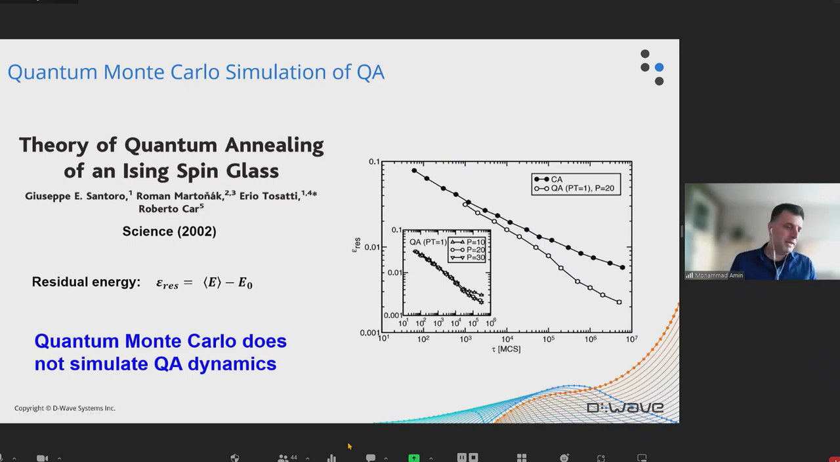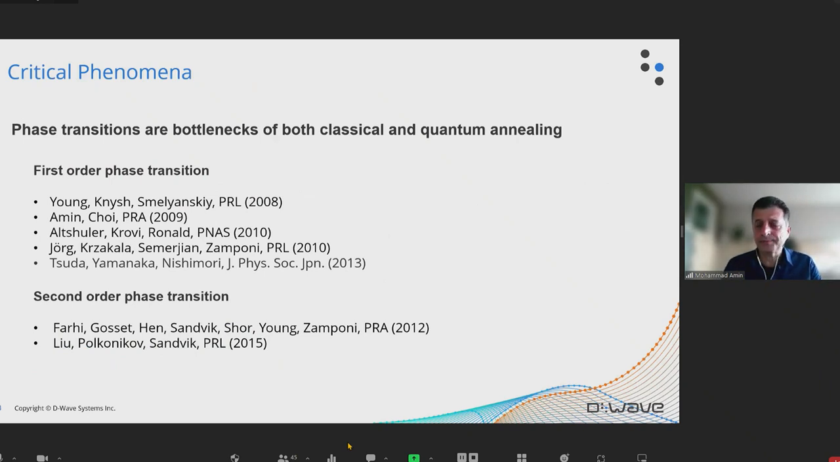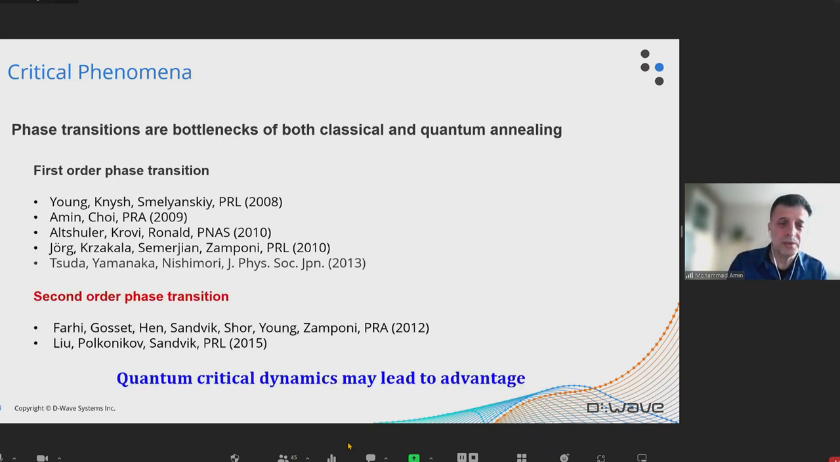And I want to come back to this at the end of the talk, but for now, ever since 2000, there have been several papers looking at this problem from different angles: adiabatic quantum computation, diabatic quantum computation, and many different ways. But what I want to focus on is one particular angle, which is critical phenomena. And again, in the 2000s, the last decade, it became clear to those who worked in the quantum annealing field that phase transitions are the bottlenecks of annealing.